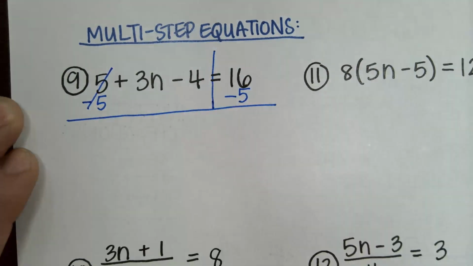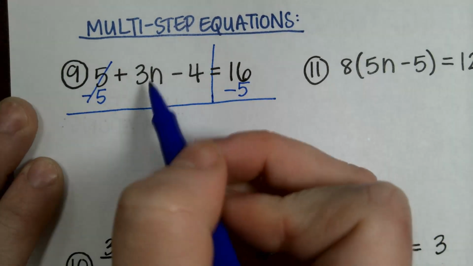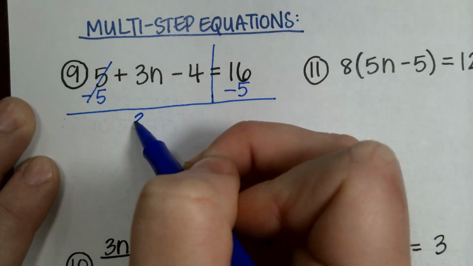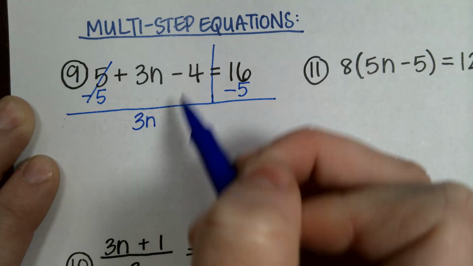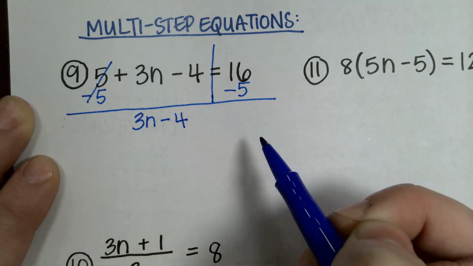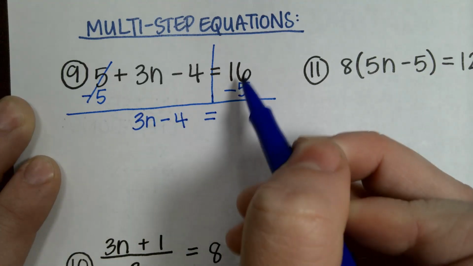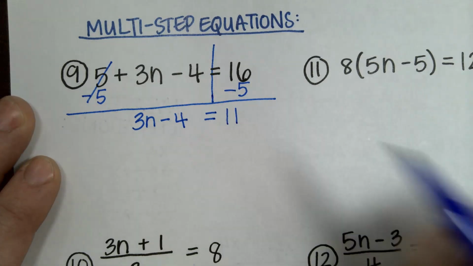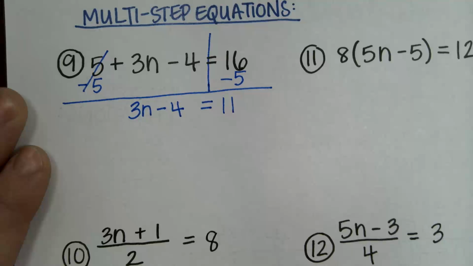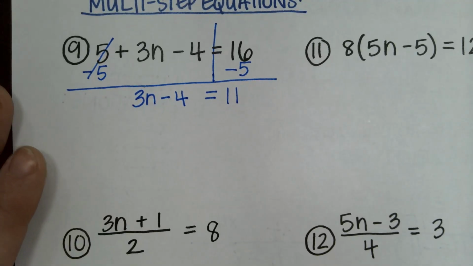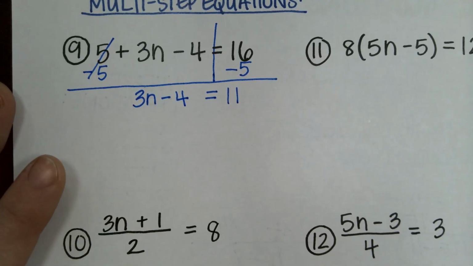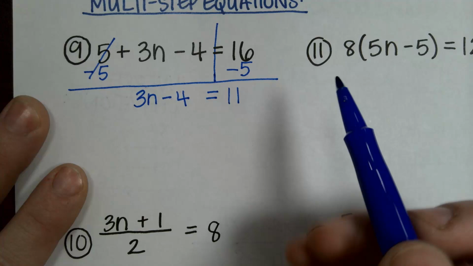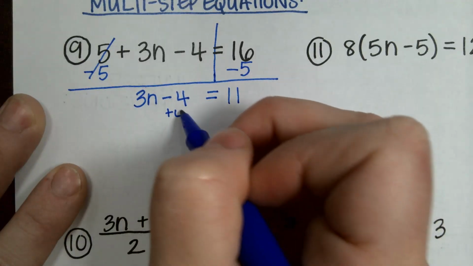Good, my 5s are going to cancel out. So yes, we're going to bring everything down. I have 3n minus 4 left on this side equals, what is 16 minus 5? 11. Good. All right. Now I have 3n minus 4 equals 11. What should we do here? Plus 4. Good. Plus 4 on both sides.